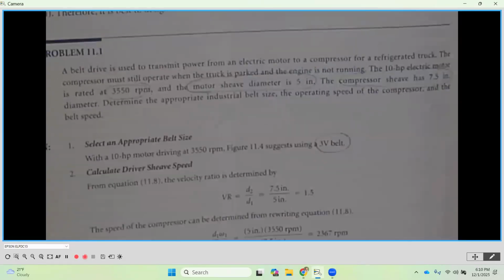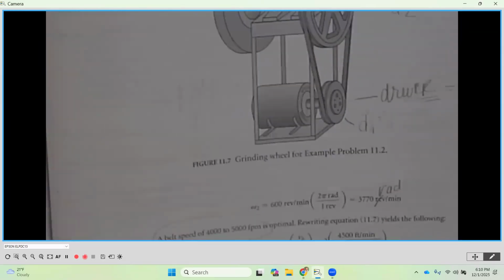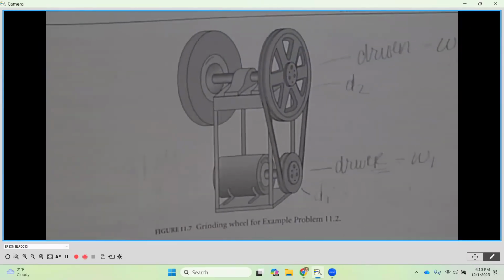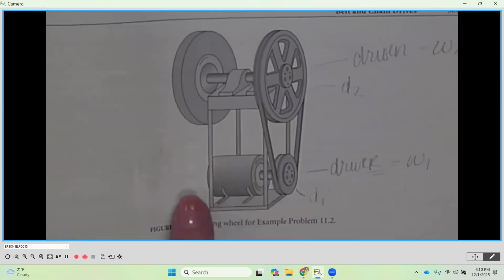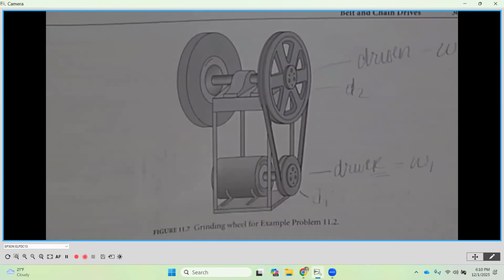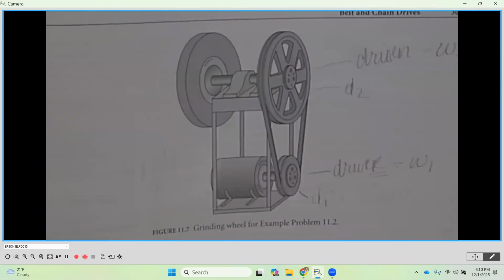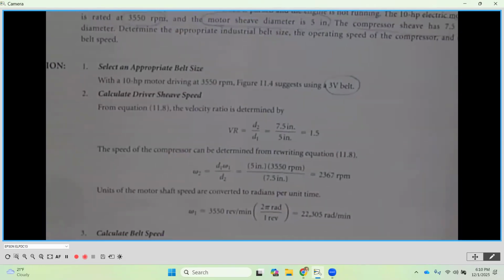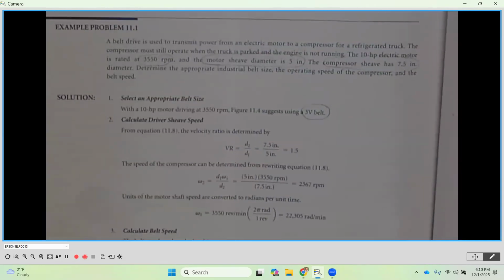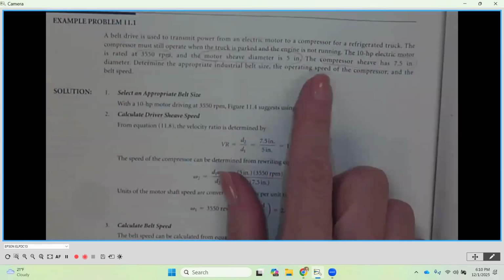The illustration we're going to find is over on the next page, page 307. So down here is our motor. Oh no, I'm so sorry. That's for our next example. Sorry, I thought there was a figure here, but it's not. That's okay, I was looking ahead.